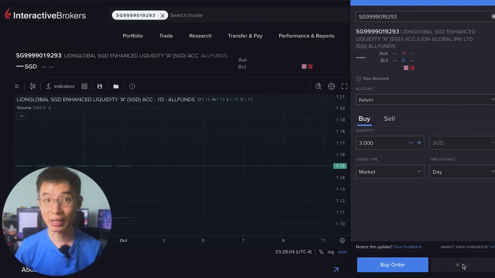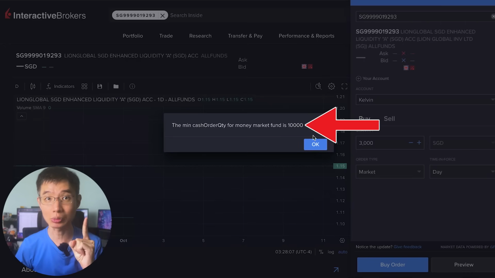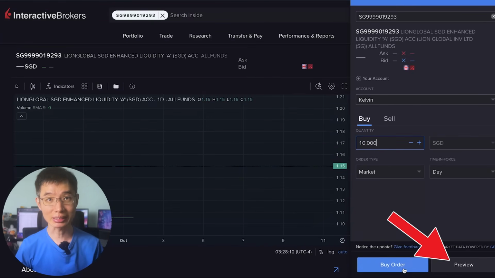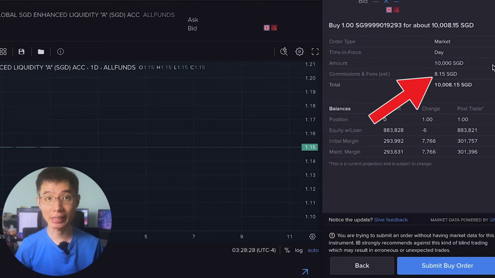However, note that these funds have a minimum investment amount of 10,000 SGD, so this can be a bit of an issue for smaller investors. Next, if I click preview, you will notice that IBKR charges around $8.15 per trade for mutual funds, which honestly is quite expensive. This applies both ways. So when you buy, it is ka-ching, $8.15, and when you sell, ka-ching, another $8.15. Because of this fee, it only makes sense to invest in it if you are holding for at least a certain minimum period. Otherwise, the trading fees will eat into your returns.